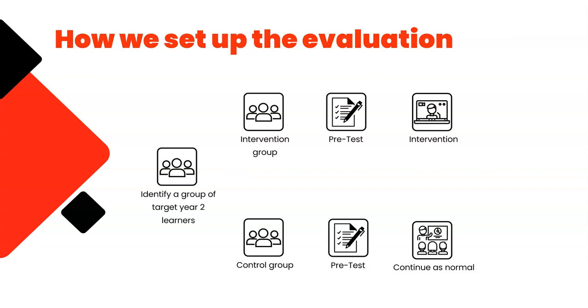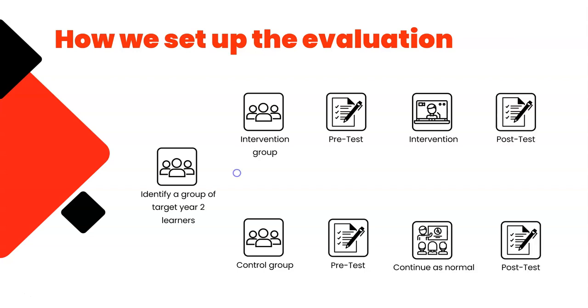The intervention group will then receive the small group support using the spelling intervention, and the control group will continue as normal. And then both groups, both the intervention and control, complete the post-assessment, which is the same spelling test that was used for the pre. And then the control group will then have access to the intervention after.